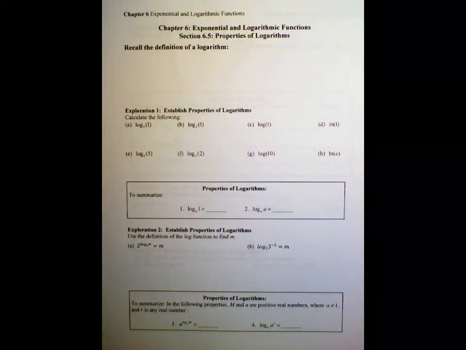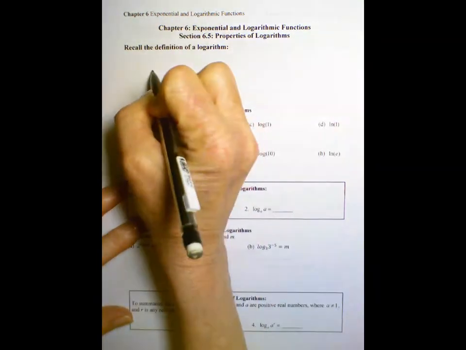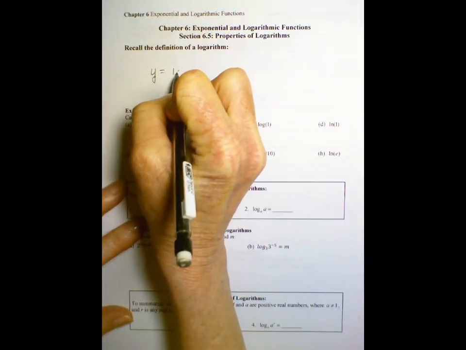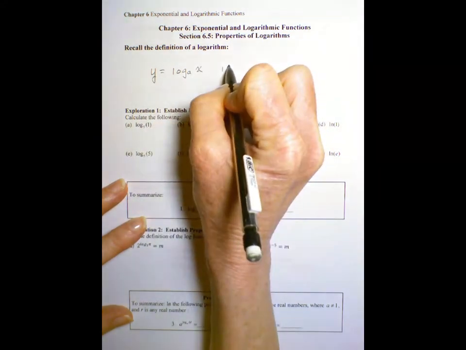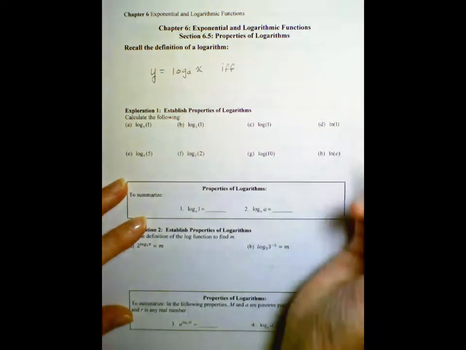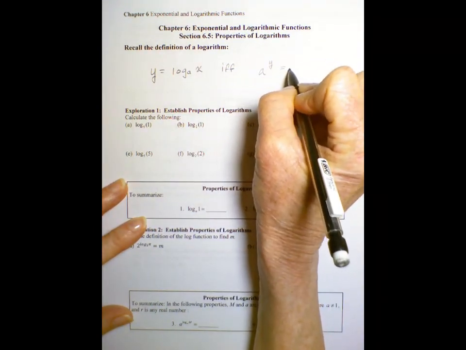Section 6.5 is on the properties of logarithms. So we're going to recall the definition and then do some explorations to develop these properties. So recall the definition: y equals the log to the base a of x if and only if, my little abbreviation for if and only if, a to the y is equal to x.